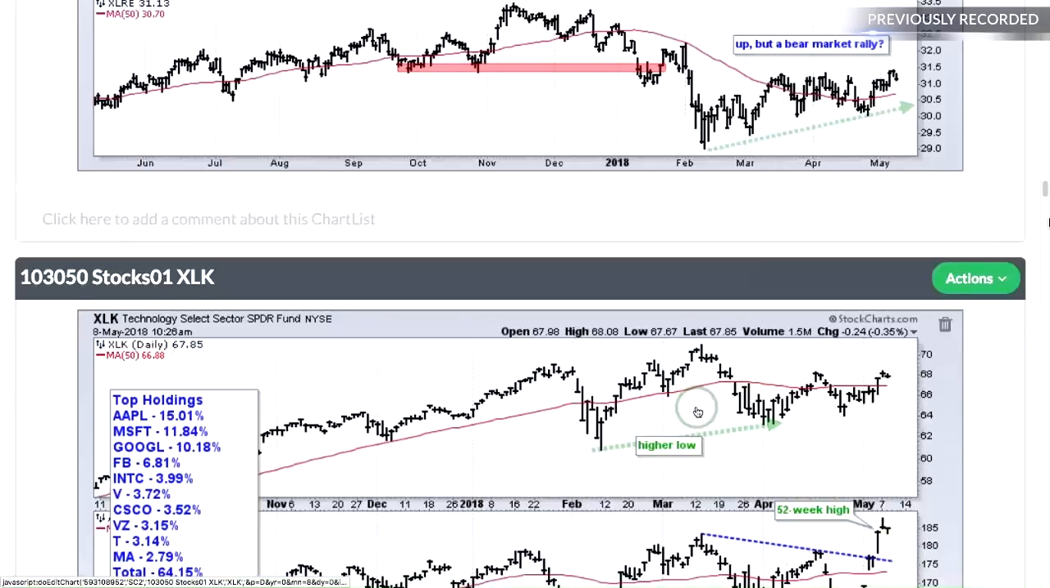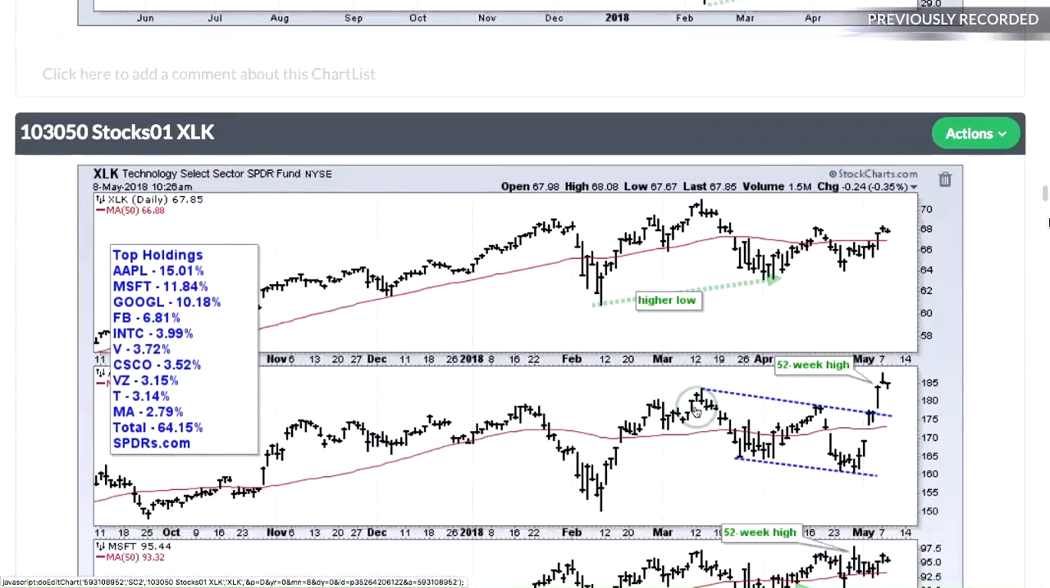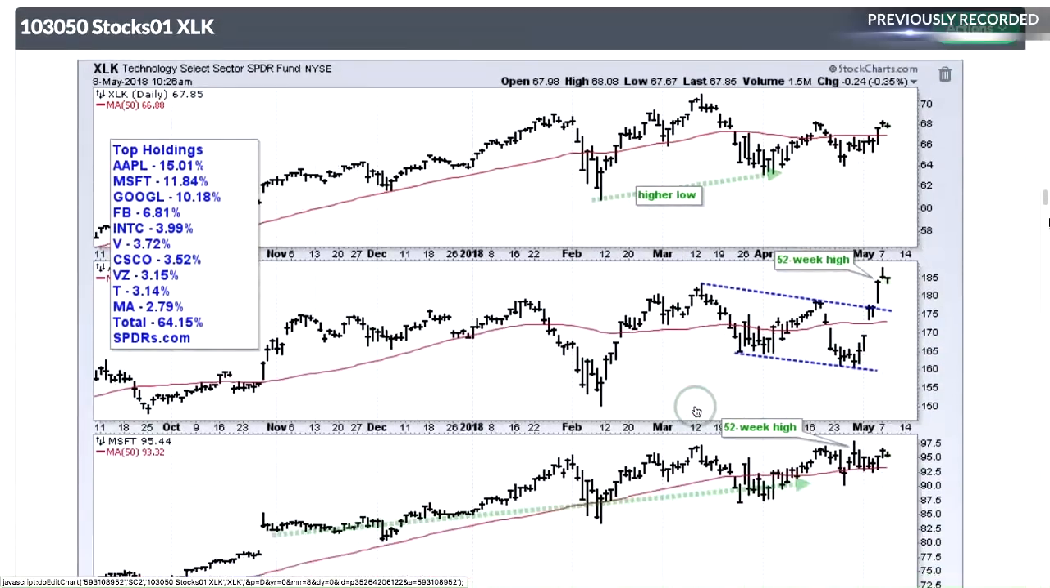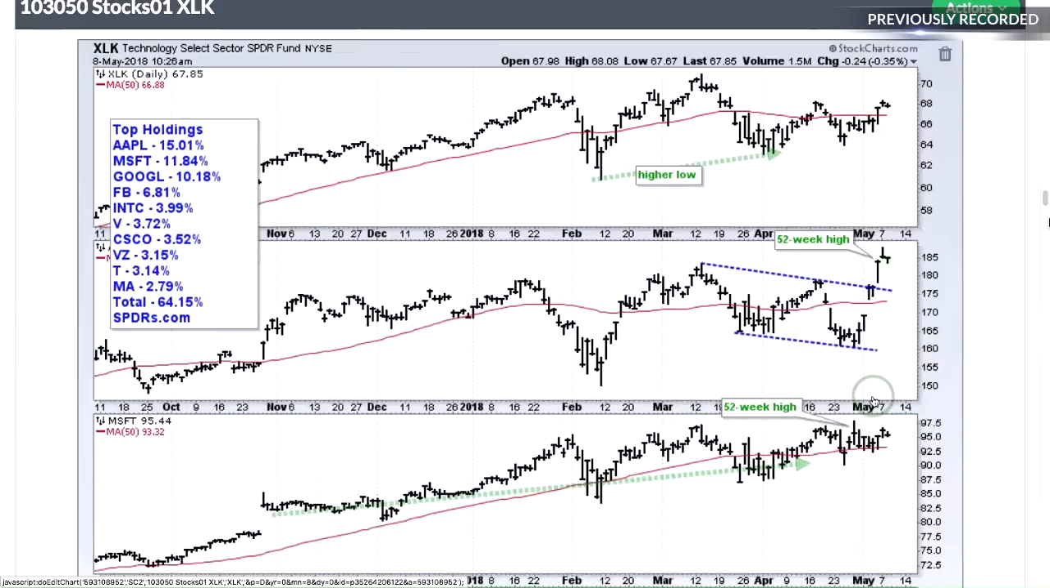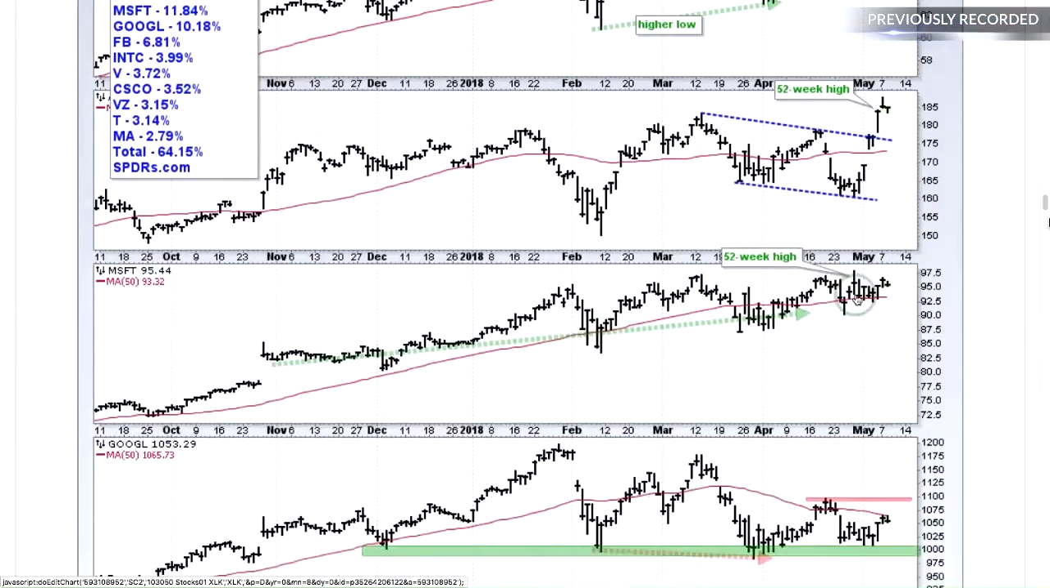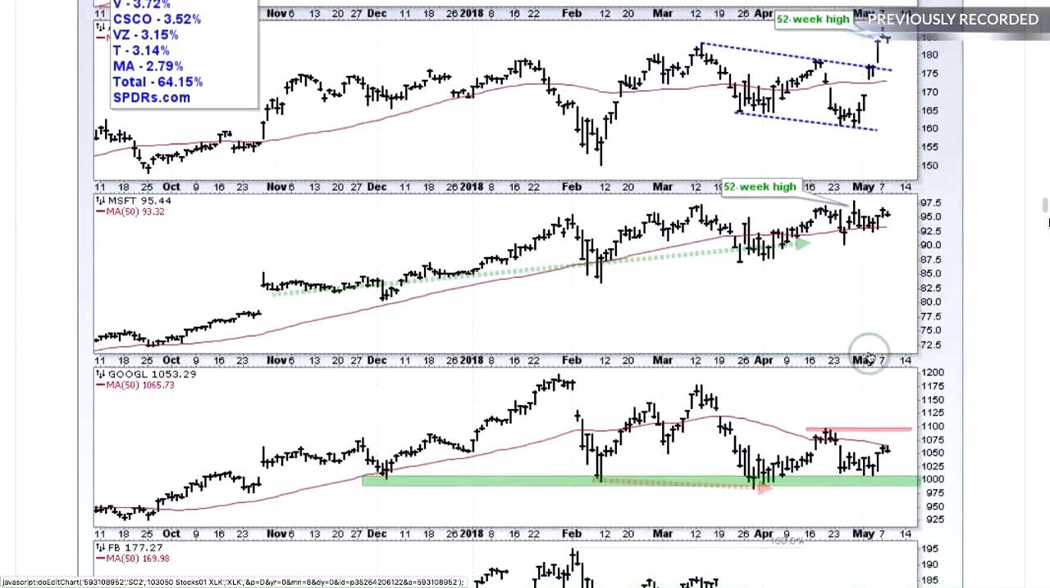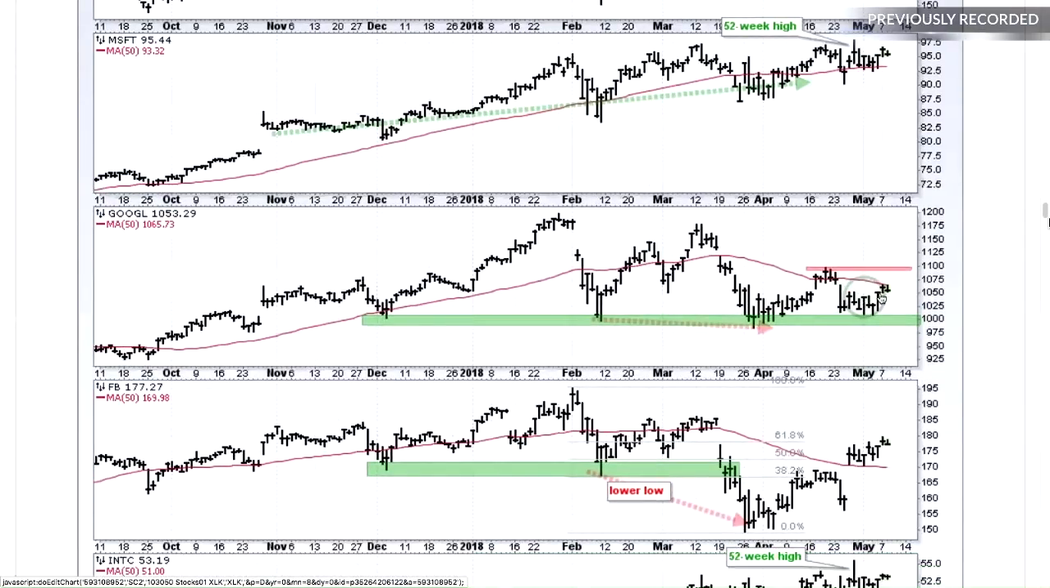All right, so let's move to within these individual sectors quickly. So if we look at XLK, it kind of resembles QQQ in that you can see Apple, a 52-week high, Microsoft, a steady uptrend. Google is struggling. Need to get a breakout at 1100, put that one back on.